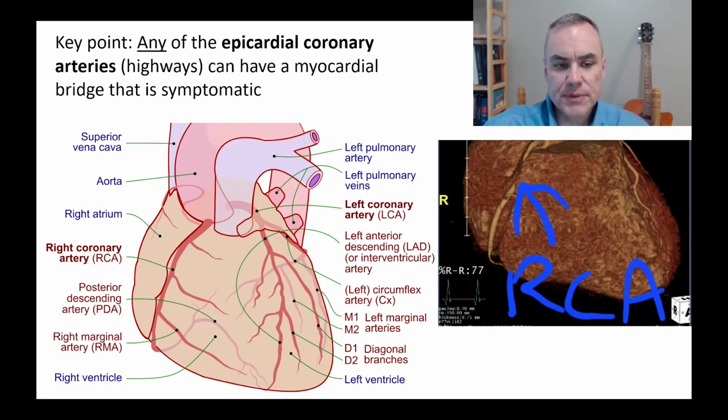Okay, there's other smaller ones coming off, but they're less significant and come up less. But they can be bridged too. Any of these could be bridged, meaning have a myocardial bridge.